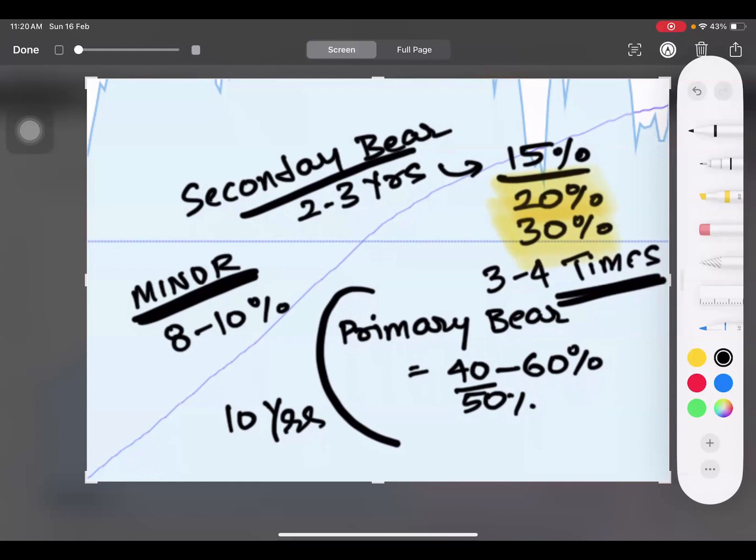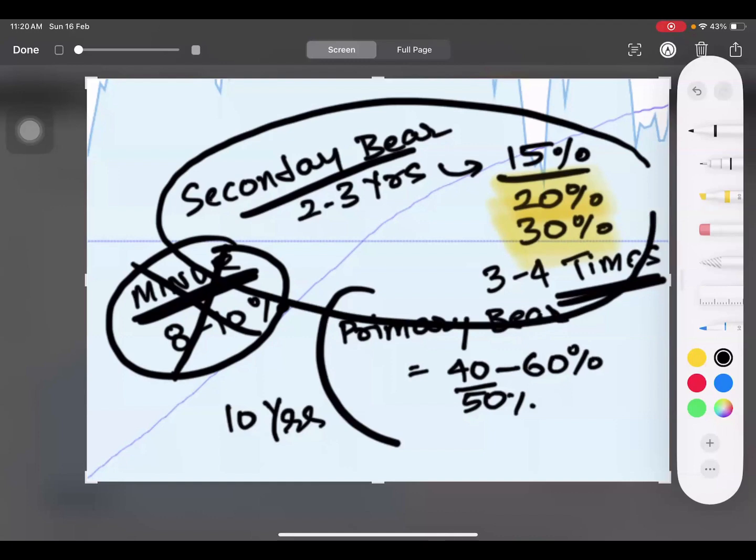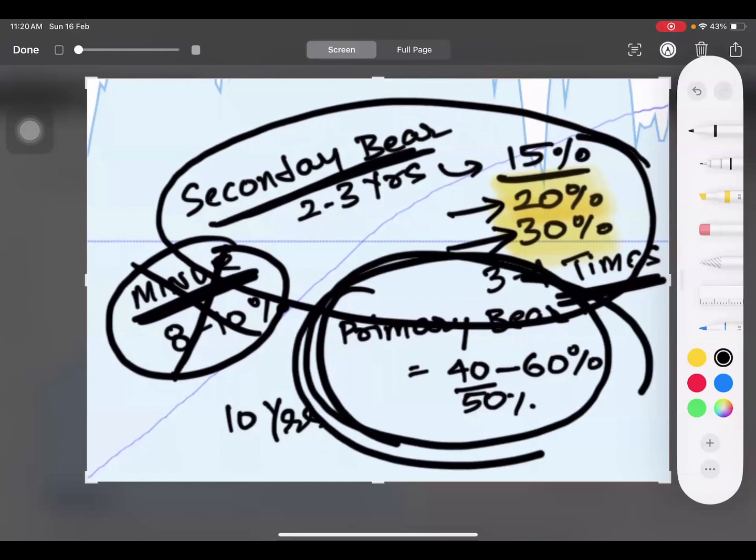So if you look at the current bear market in India, we have already fallen about 16, 17%, something like that. So definitely it's not minor. It is probably secondary. So it will stop at 20% or 30% maximum. But if we are wrong about the secondary bear market, then it will go and correct 40 to 50 or 60% also. 60% is very, very rare. A 60% correction will occur once in, say, about 50 or 100 years, not more than that.